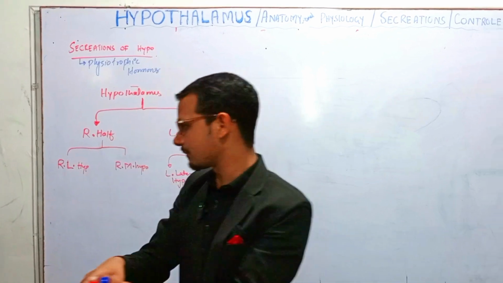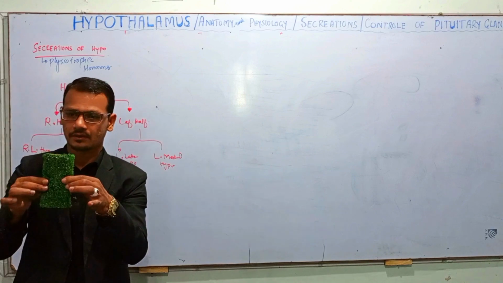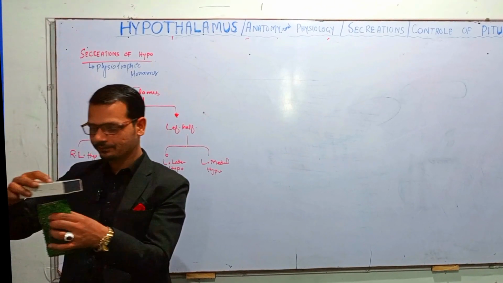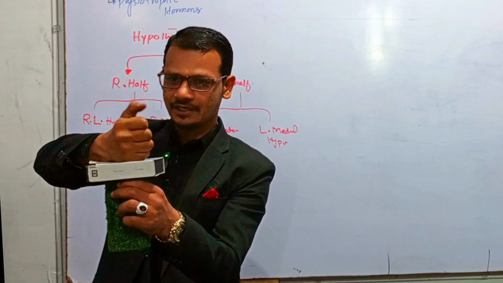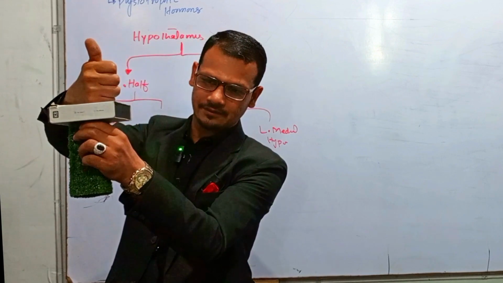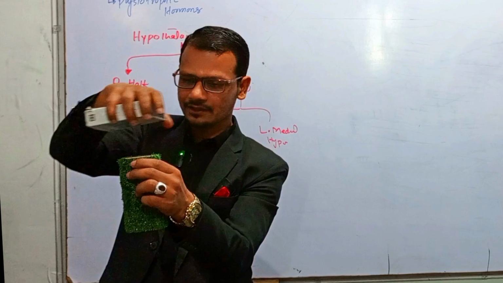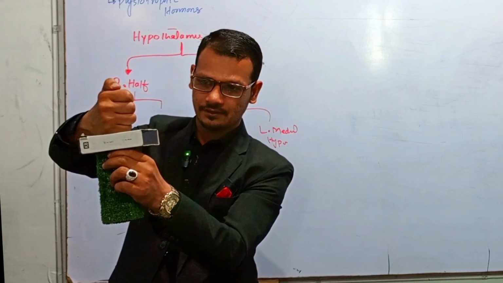For example, this is the midbrain. On midbrain, this is subthalamus. On subthalamus, here is the thalamus. These are three structures: midbrain, on midbrain the subthalamus is present, on subthalamus the thalamus is present.